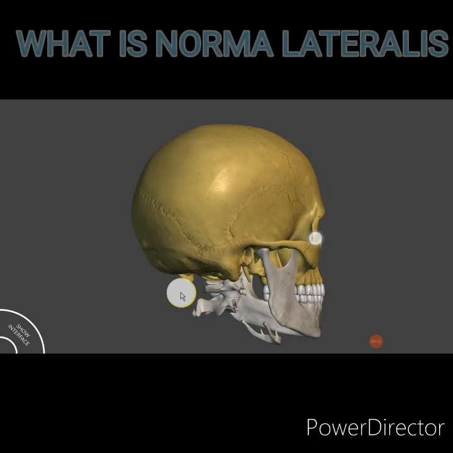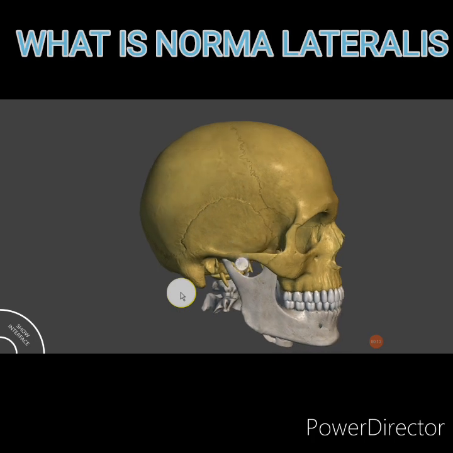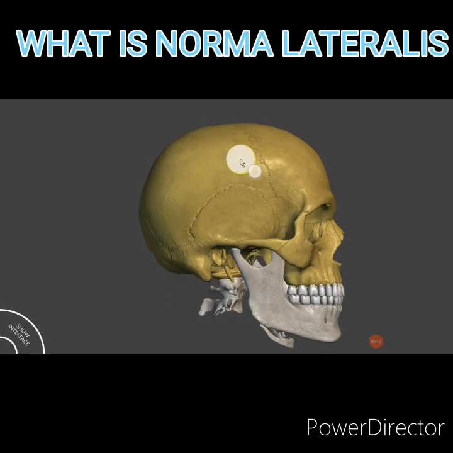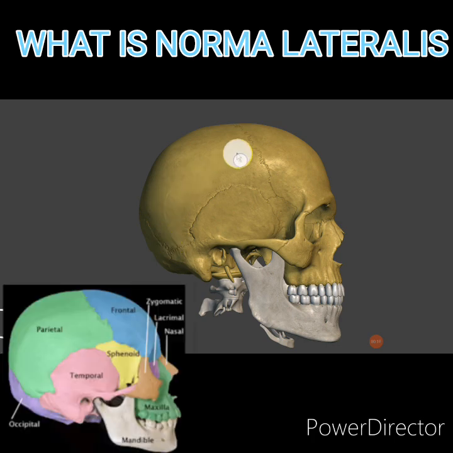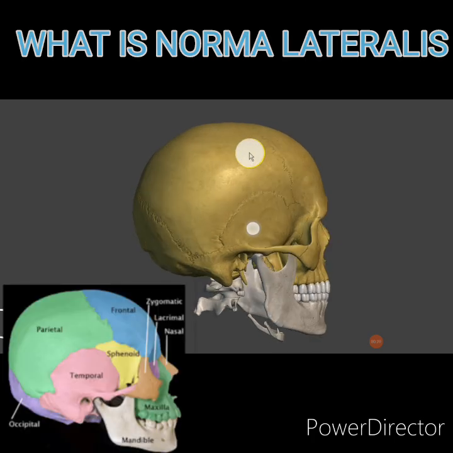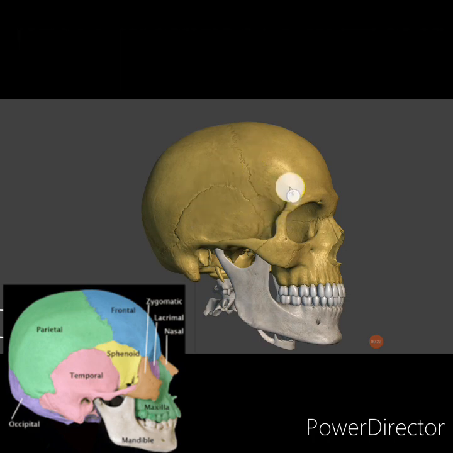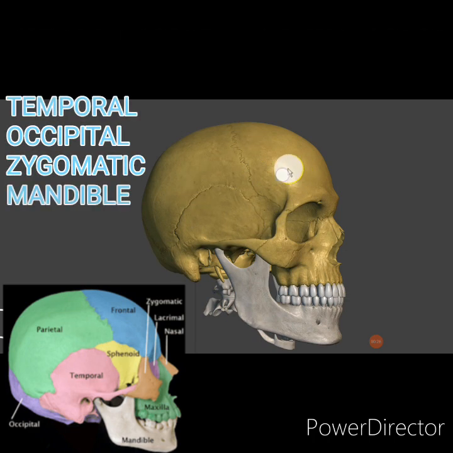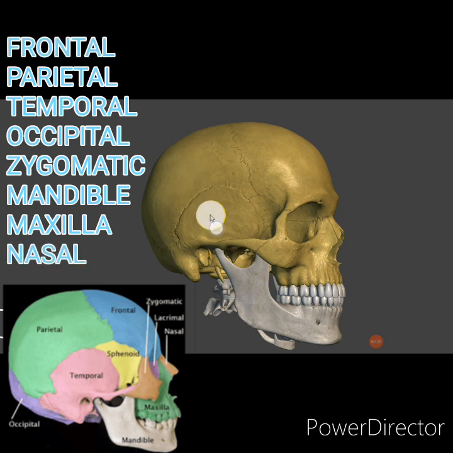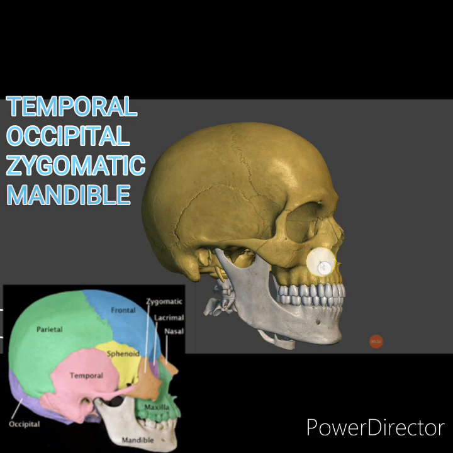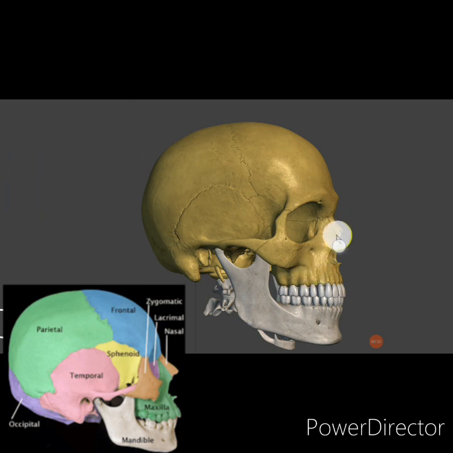So hi friends, today we are going to talk about norma lateralis. So what is norma lateralis? It is the lateral aspect of viewing of skull bones or cranium from the lateral view. The bones which make up norma lateralis are frontal, parietal, temporal, occipital, zygomatic, mandible, maxilla and nasal bone.